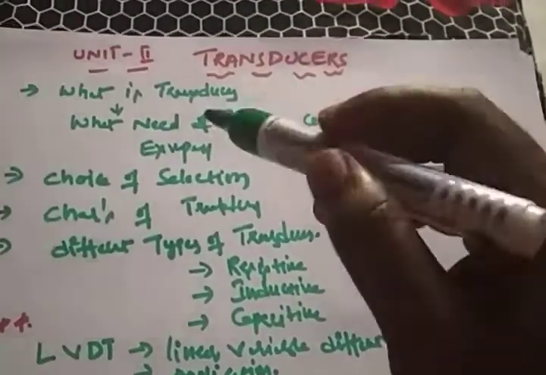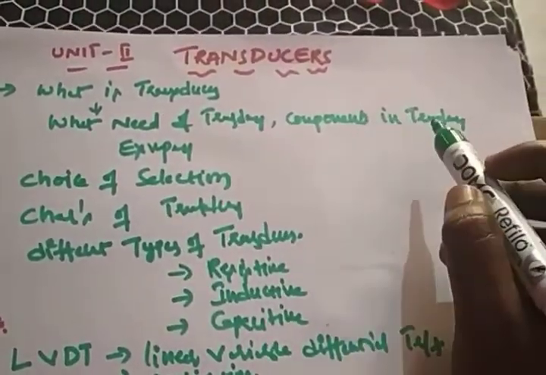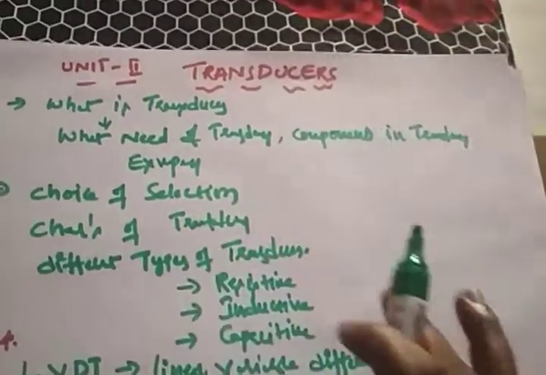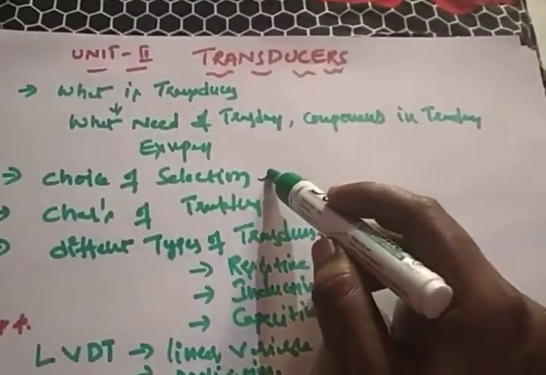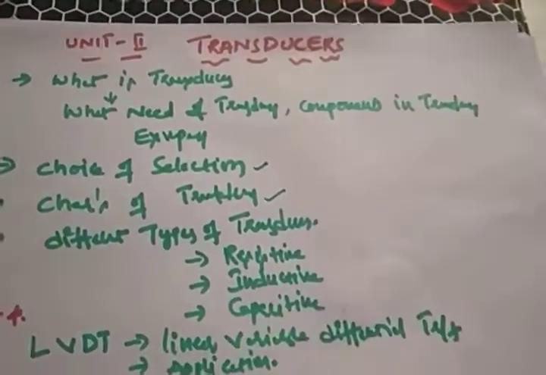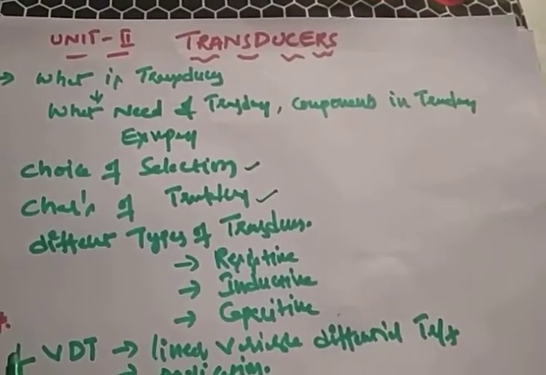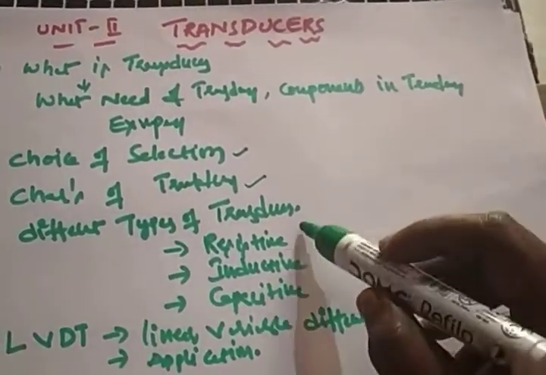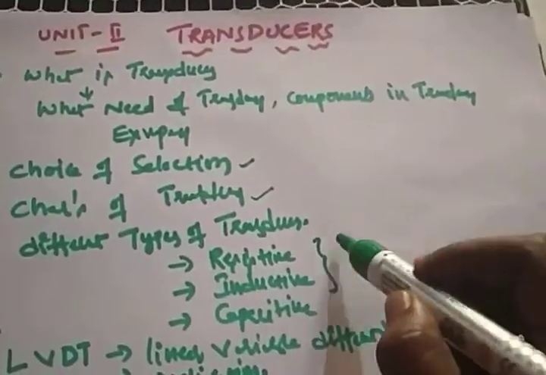So in this unit on transducers we are going to discuss what a transducer is, what the need of transducers is, what the components in a transducer are, and some examples in the first chapter. After that, choice of selection of transducers. After that, the characteristics of a transducer. According to the output, transducers are classified into passive transducers and active transducers. So these are passive transducers, right?